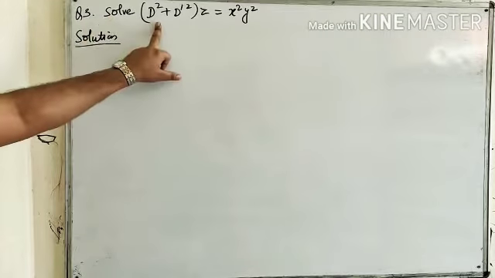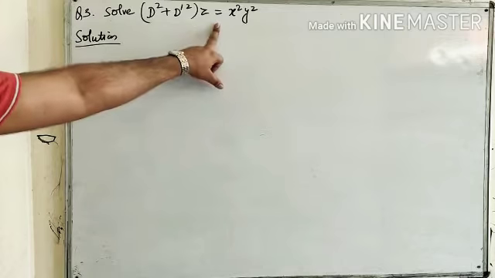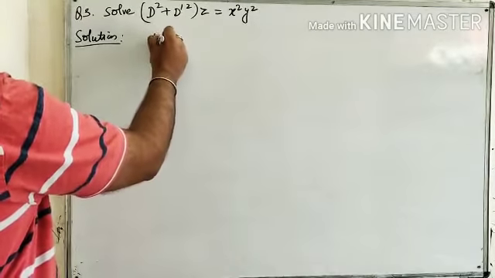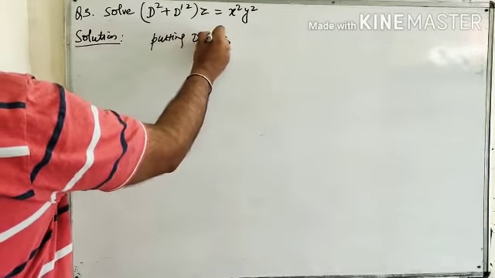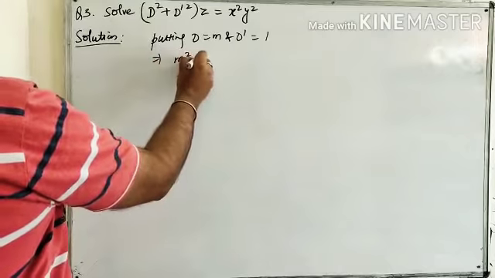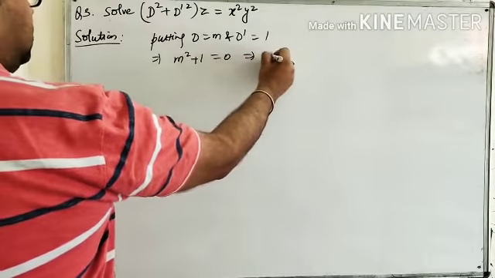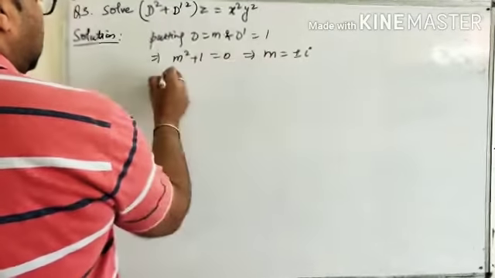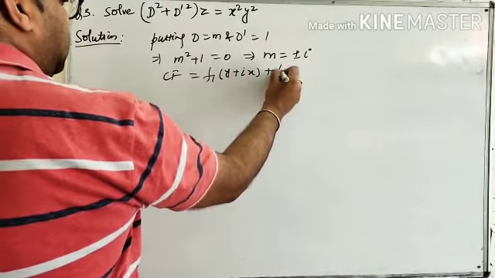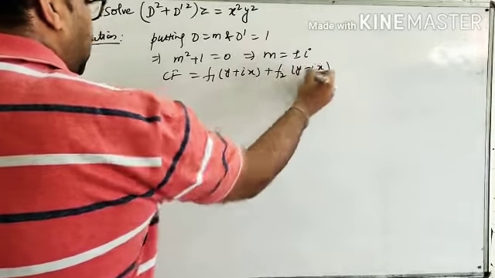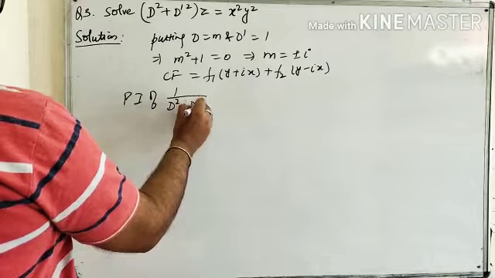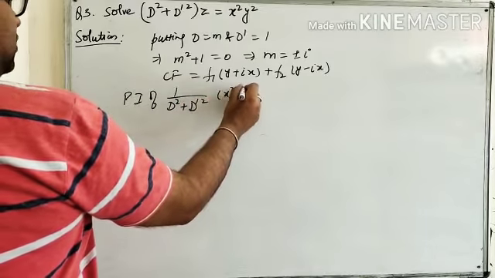Solve D square plus D dash square z equals to x square y square. Just like solving the previous questions, putting D equals to m and D dash equals to 1, then equate to 0 the bracket of LHS. We get m square plus 1 equals to 0, or m equals to plus minus iota. So CF equals to f1 of y plus iota x plus f2 of y minus iota x. Now PI is 1 upon D square plus D dash square of x square y square.